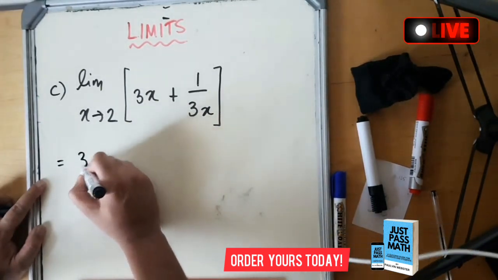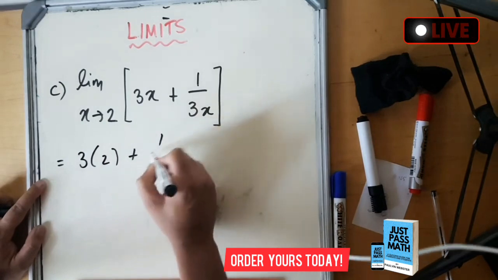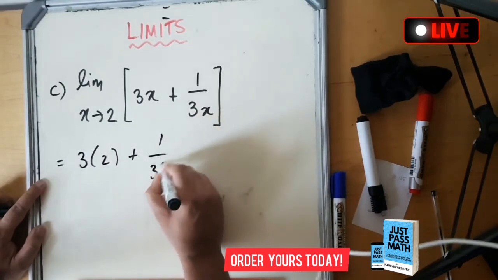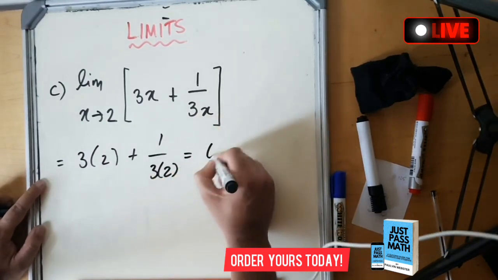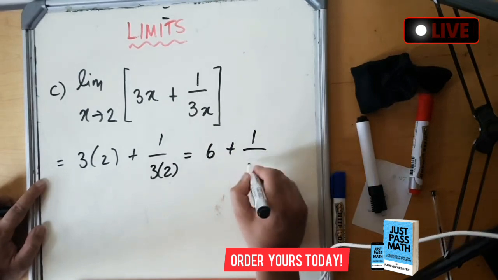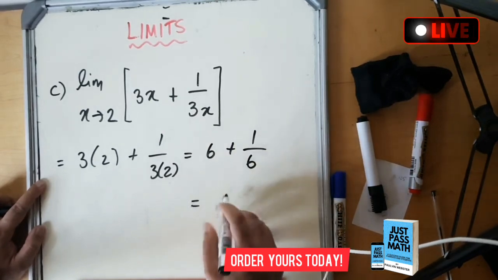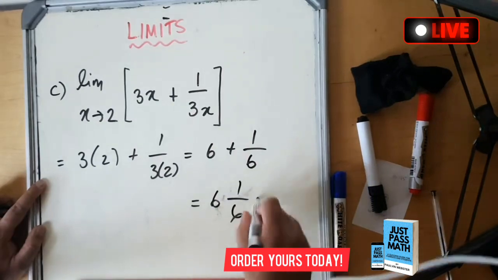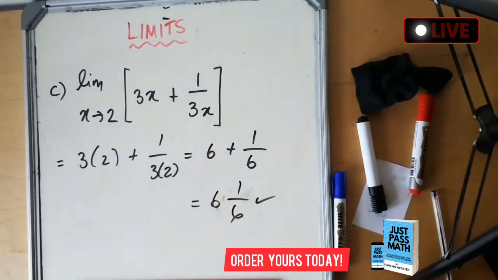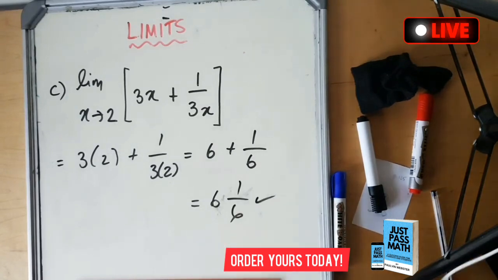So it's going to be 3 times 2 plus 1 over 3 times 2, so 6 plus 1 over 6. This is going to be your final answer. You can simplify this if you want to, and write it as an improper fraction. But I'm going to leave it there because there's no mark allocation.